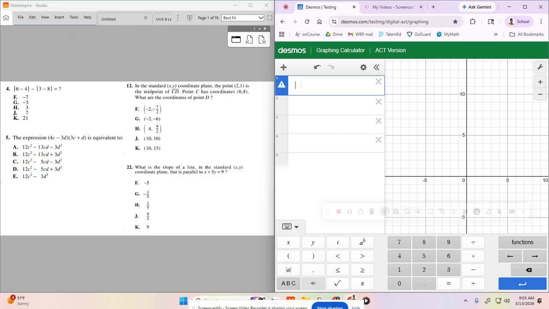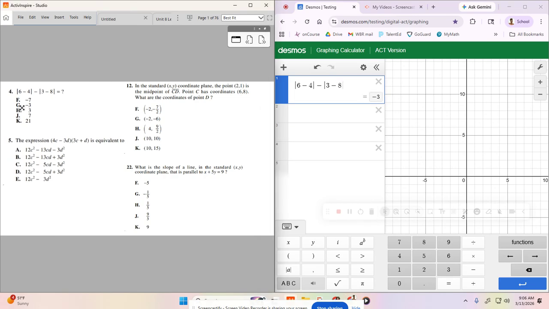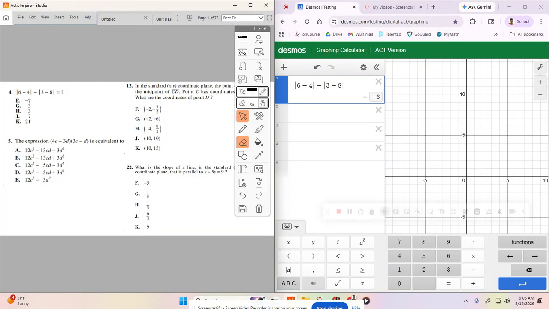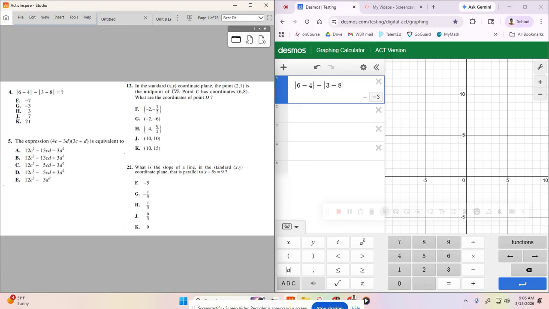So now I just have to type what's inside of them. 6 minus 4. I want to arrow over to get out of that absolute value bar. Minus, I need a second absolute value bar of 3 minus 8. And my answer is -3. So that's kind of cool that it did all that figuring for me. That allows me more time on the ones that I need to work out by hand. So -3 is the correct answer.